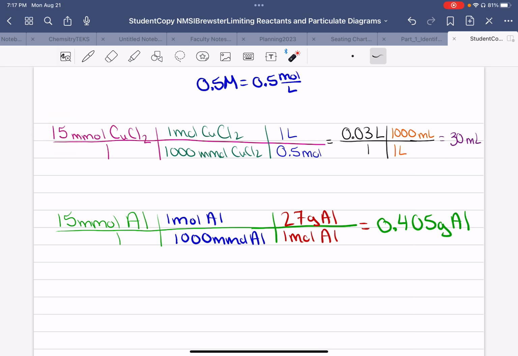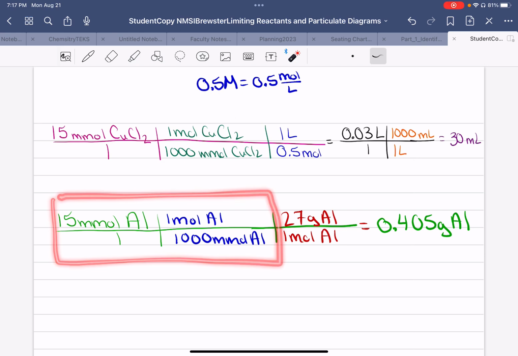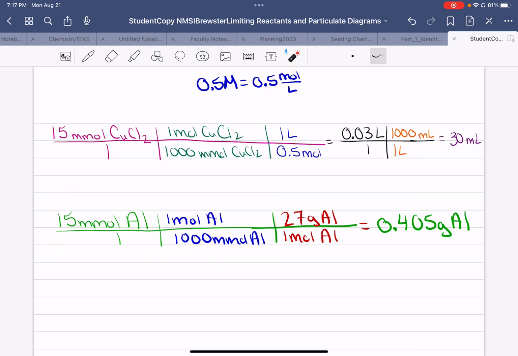Okay, then we've got to figure out how many grams of aluminum that 15 millimoles of aluminum is, or whatever the number is on your card. So again, this first step is the same that I did on the other one. I'm going to convert over to moles of aluminum. Once I've converted over to moles of aluminum, then I'm going to use my periodic table and I'm going to find that it's 27 grams to 1 mole. That's where that number comes from. That comes from the periodic table.